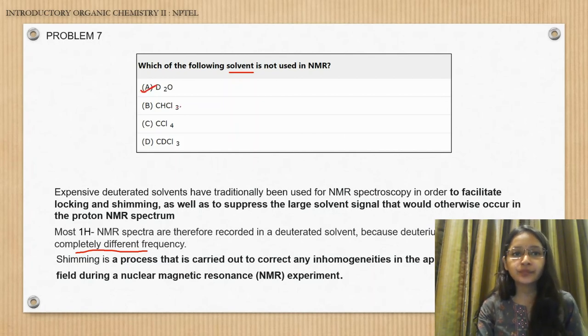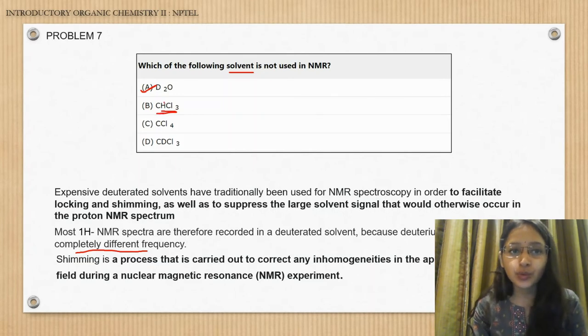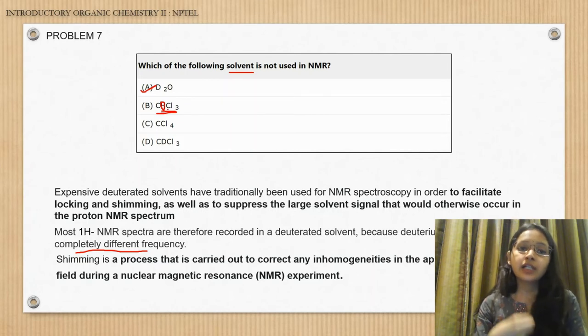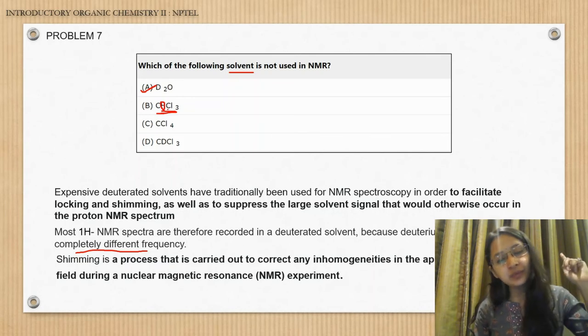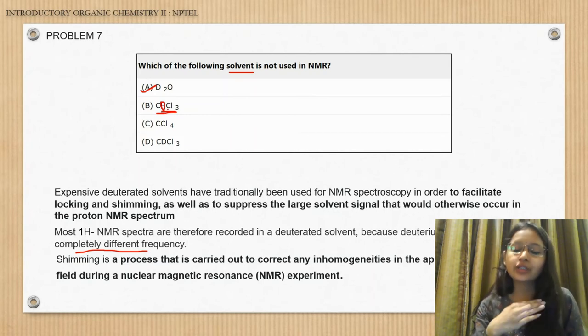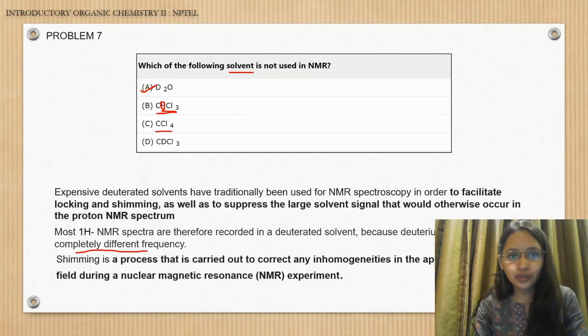Now, in chloroform you have a proton. This proton will show up in the 1H NMR, and if you use it as solvent, it will give you a very intense peak for this proton, and the compound of interest peaks will be very low in intensity. So you are not going to figure out which peak is which for the compound, because the solvent peak is the only peak you are able to see, since it is so intensified. For CCl4, there is no hydrogen that would resonate or show up in the NMR.